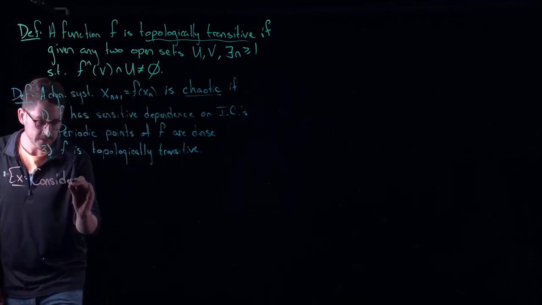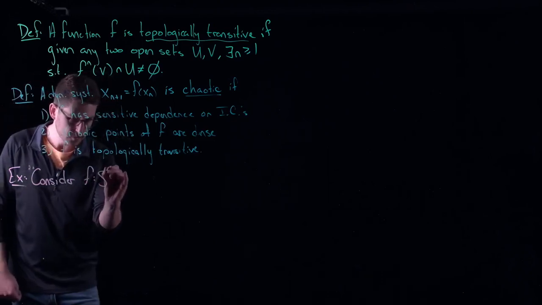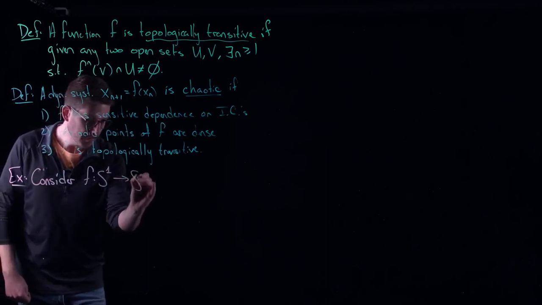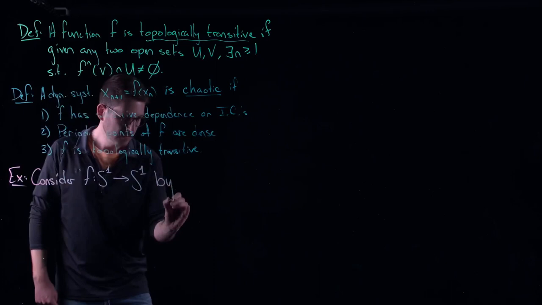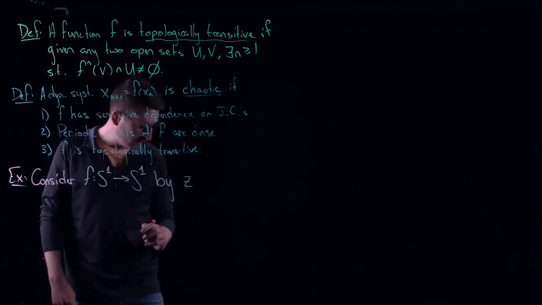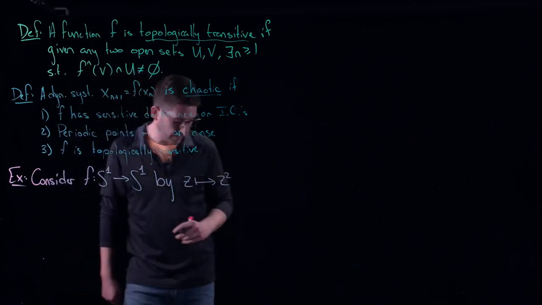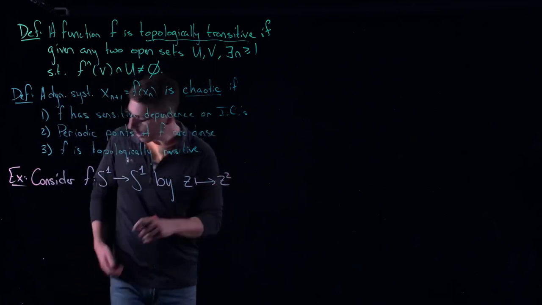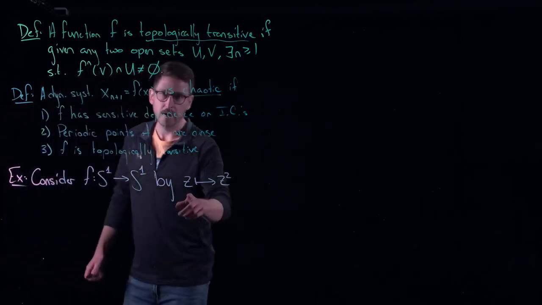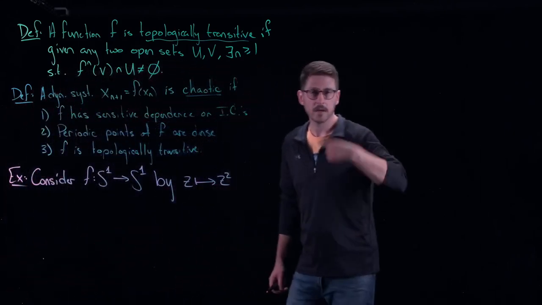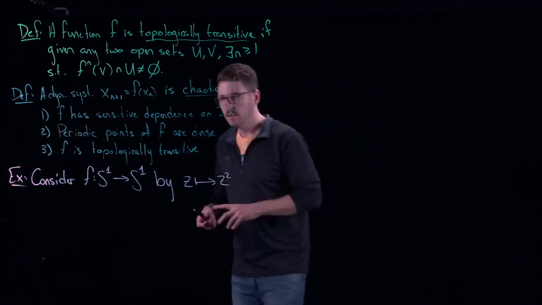Let's consider the expanding circle map, okay? So my map is going to take the circle S1 back into the circle S1. I'm going to do it in a complex variable. I'm going to take Z and map to Z squared. So I'm using a complex number here, Z, right? I'm using S being the circle in the complex plane, for example, or it could be R2, it doesn't matter.